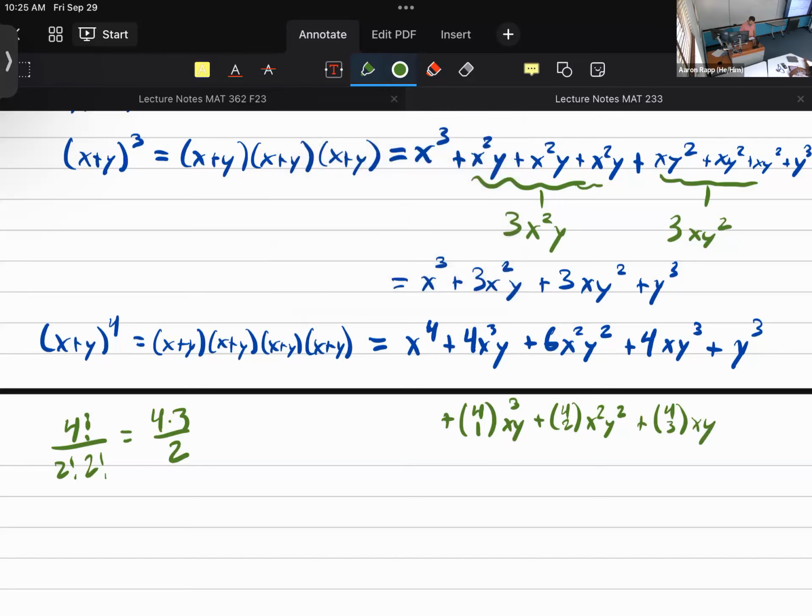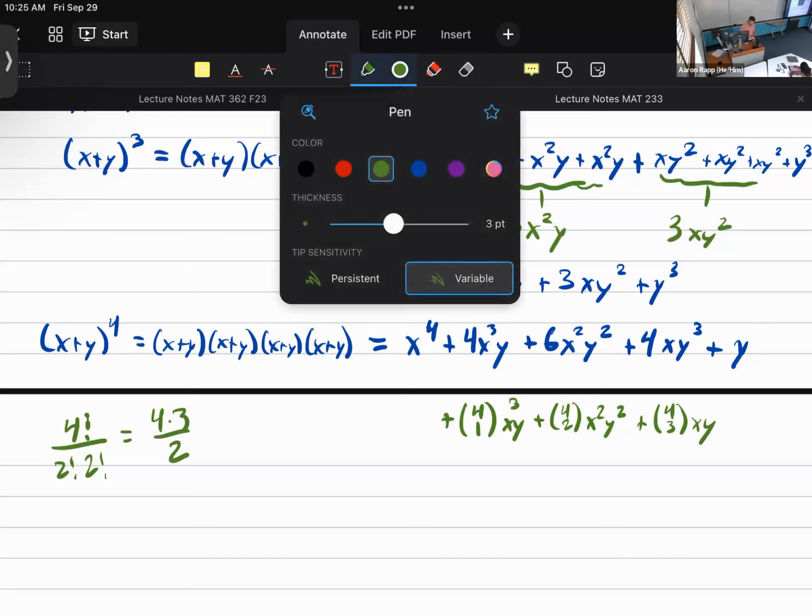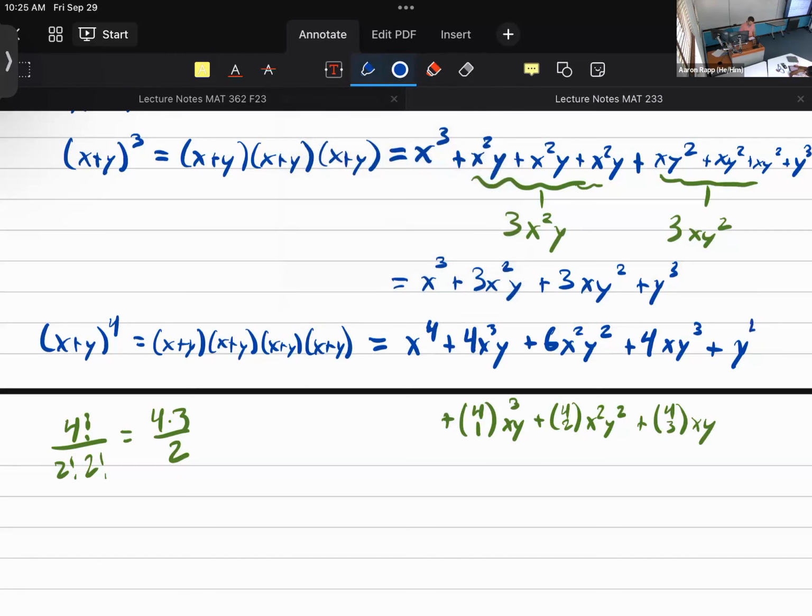4. Why are my exponents off there? No, wait. Well, that's not supposed to be what I say. I'm supposed to say yes. And that's the way to pay attention.